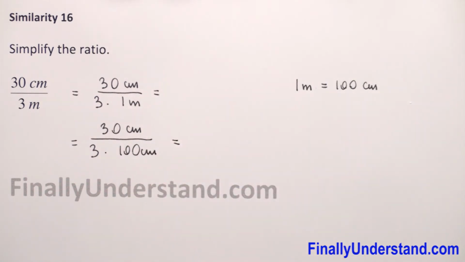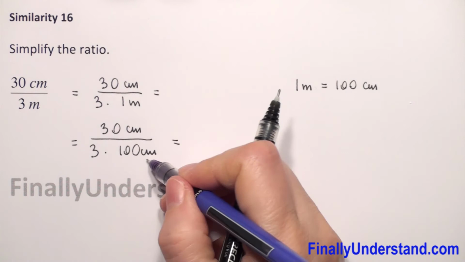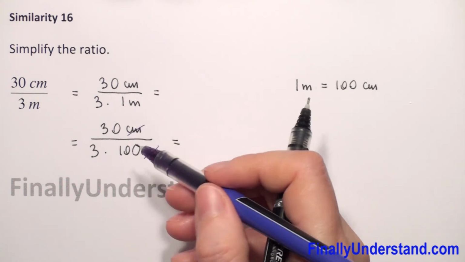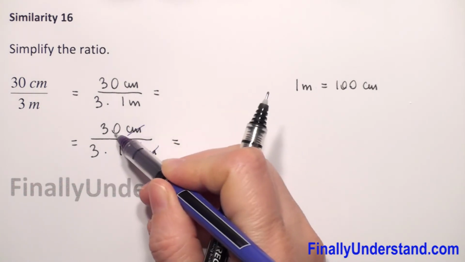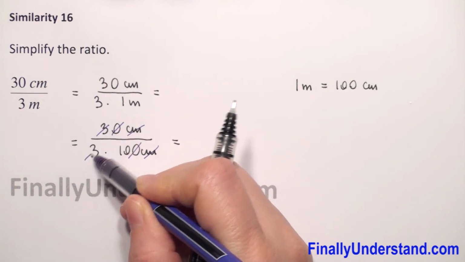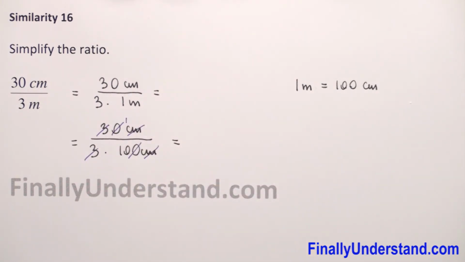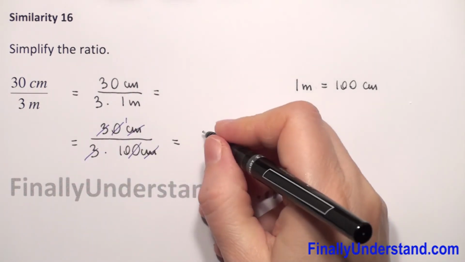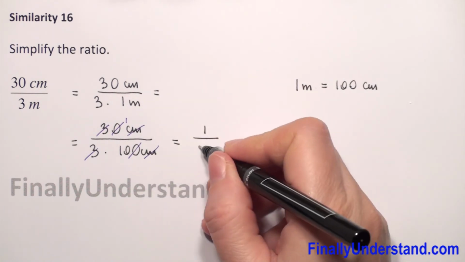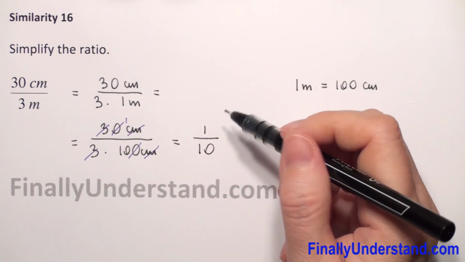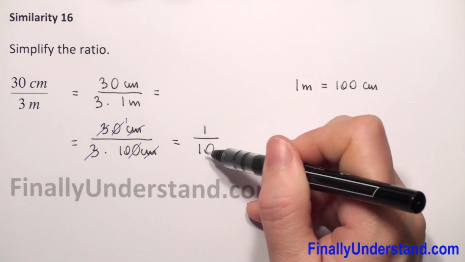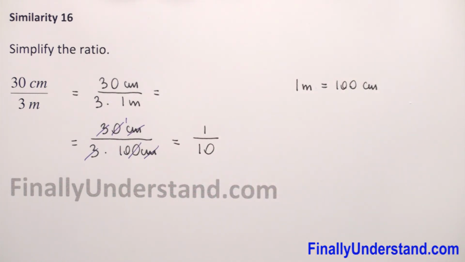So this is equal. Now we can reduce centimeters. And what else? 0 and 0, 3 with 3. So we have 1 in numerator only, and denominator is 10. So we have ratio 1/10. This is my solution.